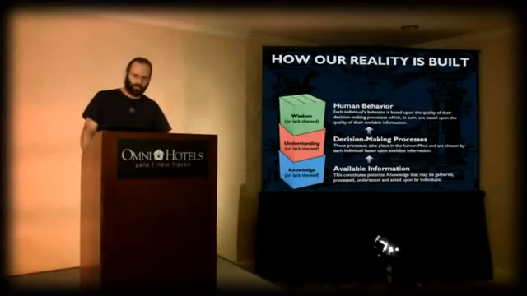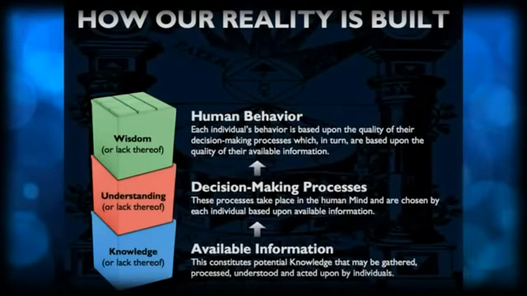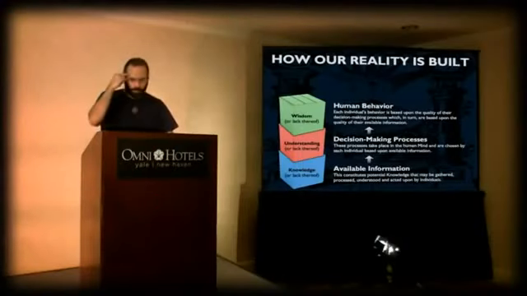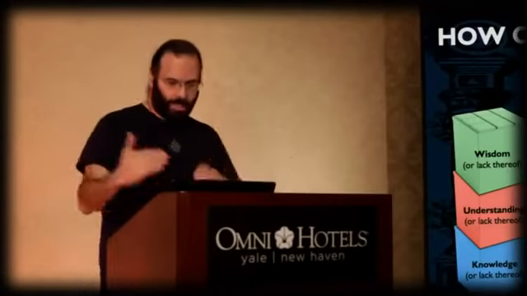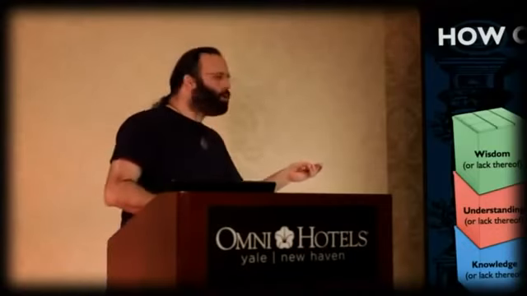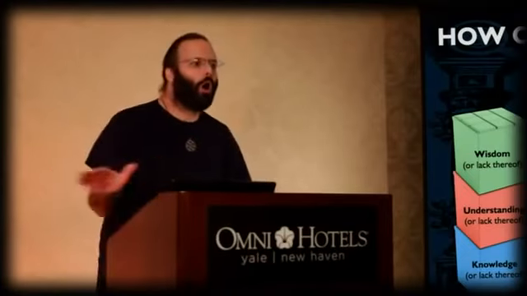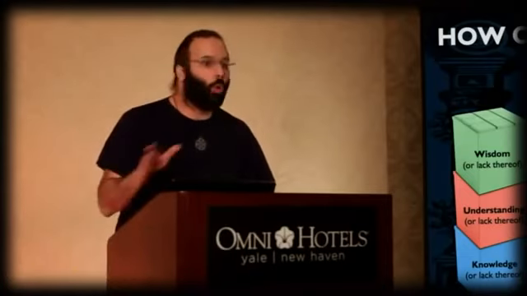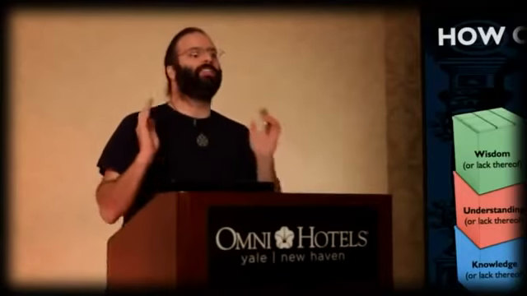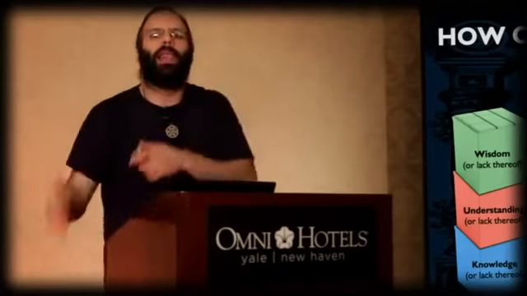So this is the action stage. Okay? Each individual's behavior, the behaviors that they choose through their own free will, is based upon the quality of their decision-making processes that are happening within the human mind. That process, as we've already seen, is in return based upon the quality of available information. So this is behavior. See, people don't think of wisdom as behavior. They don't think of wisdom as action. They think of it as something that you just know. No, wrong. Wisdom is not knowledge or understanding. Wisdom is action. Let me say this again. Wisdom is action. It is knowledge and understanding that has been applied.